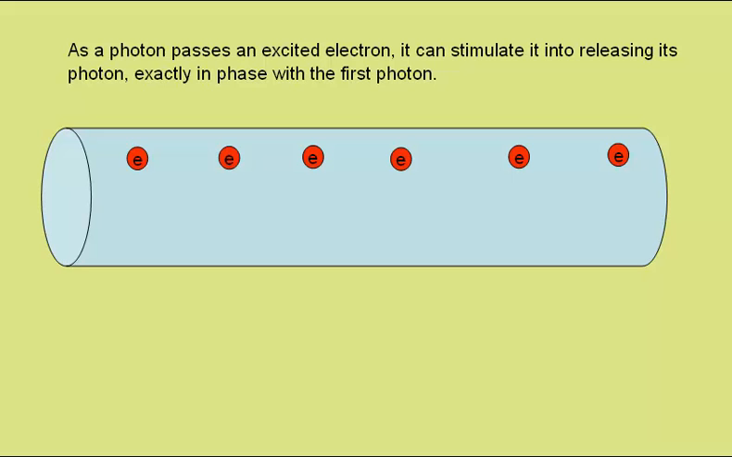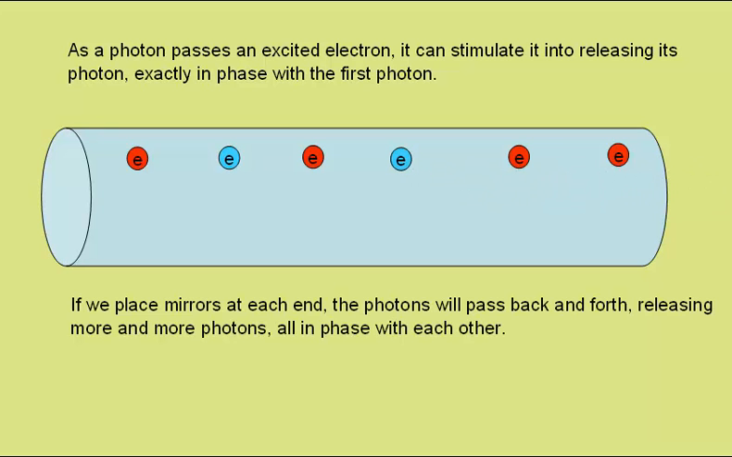As a photon passes another excited electron, it can stimulate it into releasing its own photon, exactly in phase with the first photon. So this electron goes down to the lower energy level, releases its photon, and this one releases its photon in phase. I'll just do that again. If we place mirrors at each end of the amplifying medium, the photons will pass back and forth, releasing more and more photons, all in phase with each other. This makes laser light coherent.